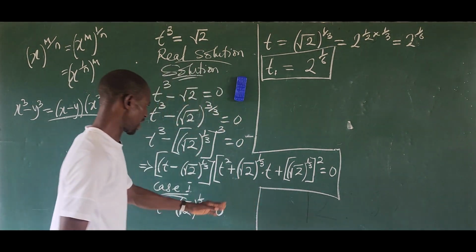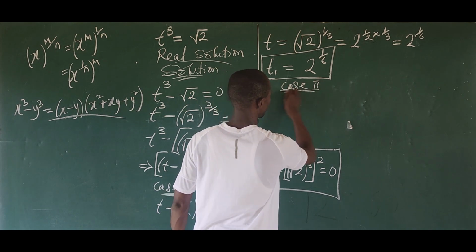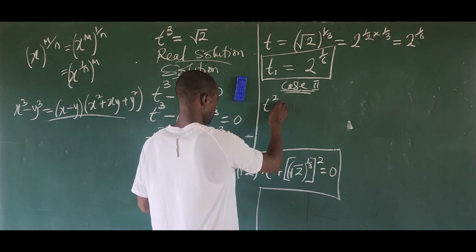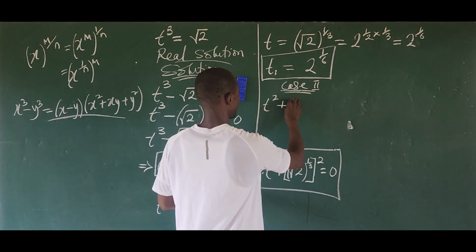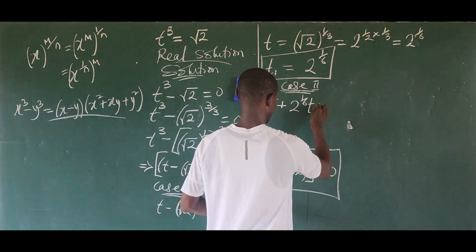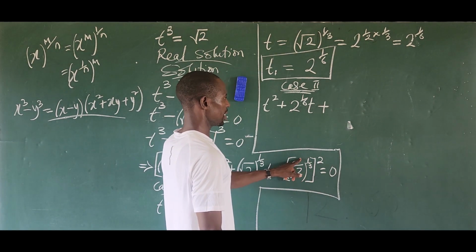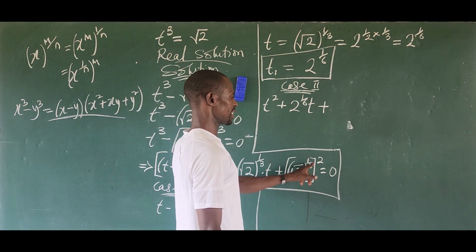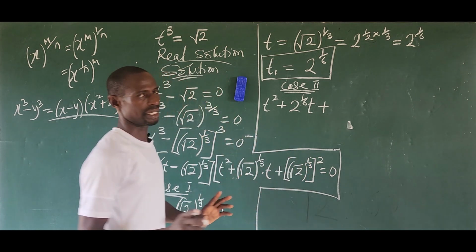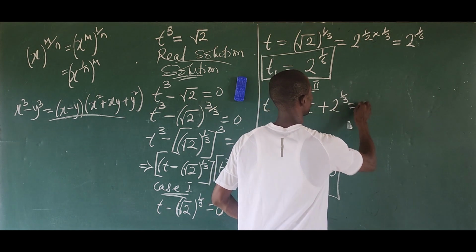Now let's take the second part of it, which is our case 2. What is our case 2? Our case 2 is going to give us t to the power of 2, then we have here plus 2 to the power of 1 all over 6, t, then plus, if we also open up this, it is going to give us 2 to the power of 1 all over 6 times 2, which is automatically 2 to the power of 1 all over 3, right? So we have here 2 to the power of 1 all over 3 equal to 0.